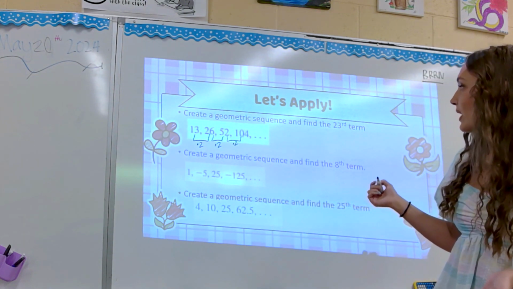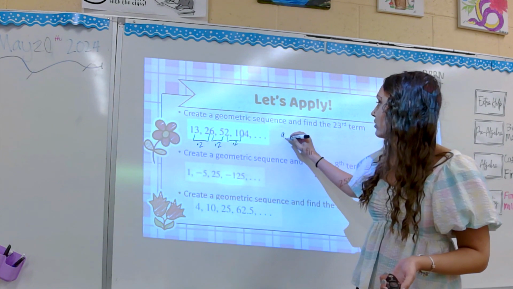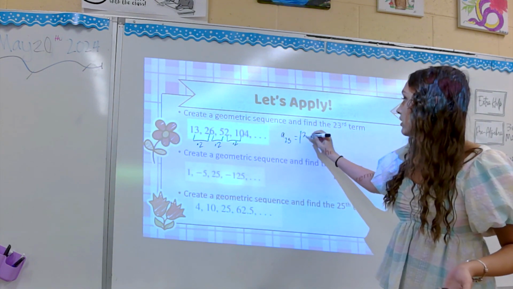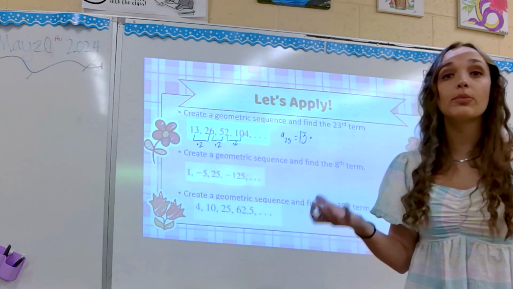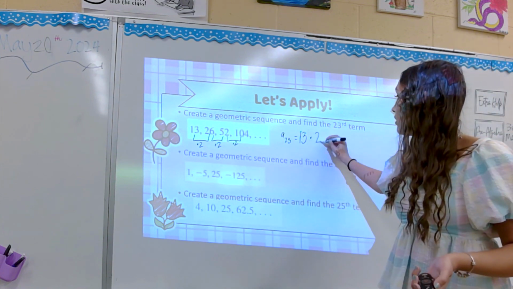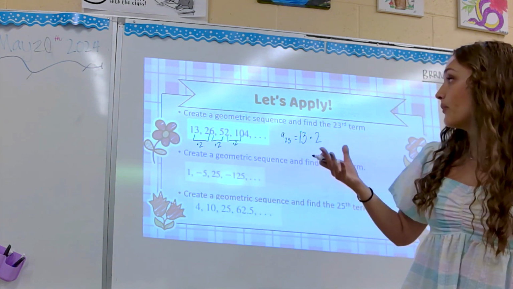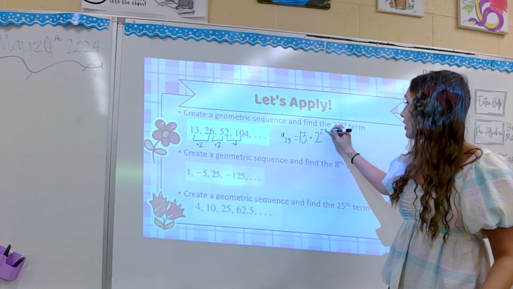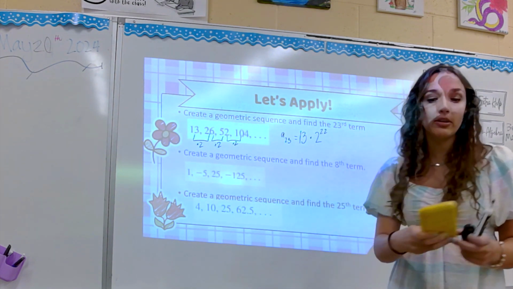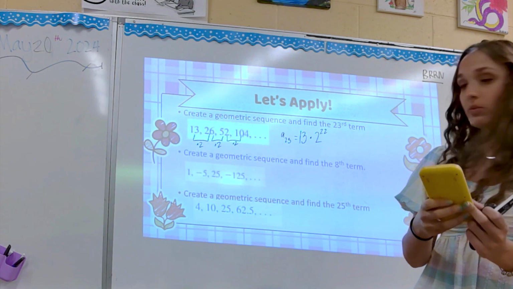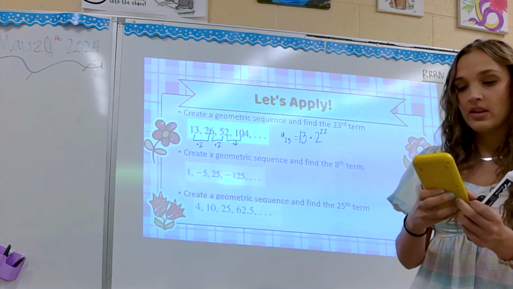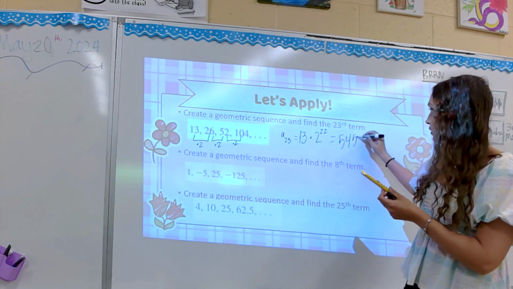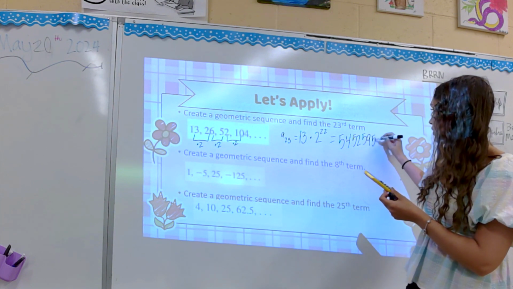So we are going to create the equation. So my 23rd term, so my a_23 is going to equal my first term. My first term is 13 times my rate. My rate is 2. I am multiplying by 2. So I'm going to multiply by 2. And then it's to the n minus 1. Well, I'm looking for the 23rd term, so my n is 23. Minus 1 is 22. And then we just put that in my calculator. So I'm going to put 2 to the 22nd power times 13. And I get a very long number, which is 54,525,952.